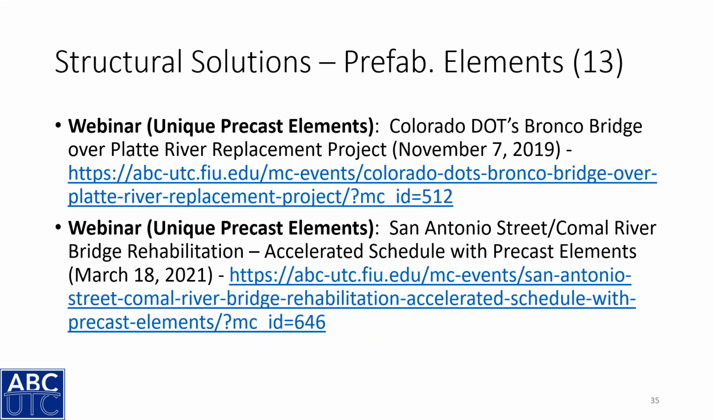The next two webinars shown here have more unique precast elements. The first one, the Bronco Bridge, has some unique substructure elements and curved U-beams. And then the second webinar here has some unique substructure elements. These two projects are here to highlight that ABC can also be used in aesthetically pleasing bridges. So aesthetics can be a factor in ABC bridges.